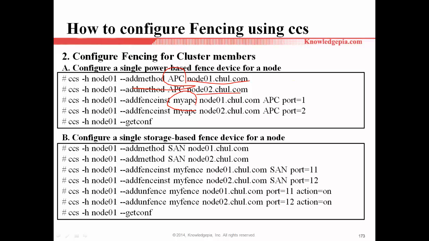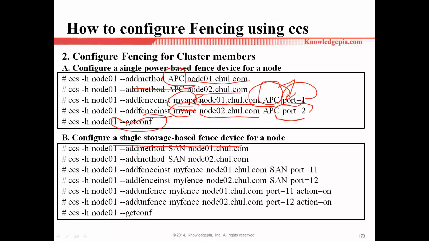My APC is the name of the fencing device. So node 01 will use this fencing device and fencing method, and this one is connected to port number 1 of the power switch. And this one, node 2, is the same, connected to port number 2. If we want to see this kind of configuration, you can use the get conf.